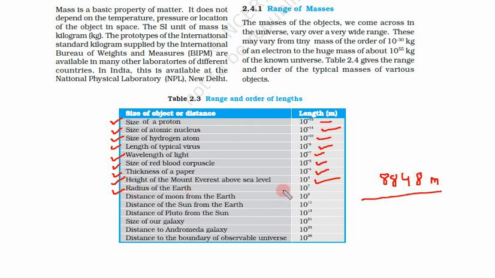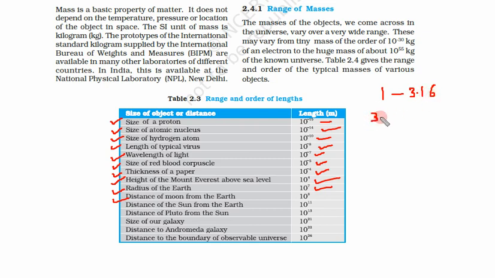Radius of Earth is 10 to the power 7 meter. Distance, so these are orders. Let us understand what an order is first. Suppose we have a number from 1 to 3.16. This is a formula that we have to remember.